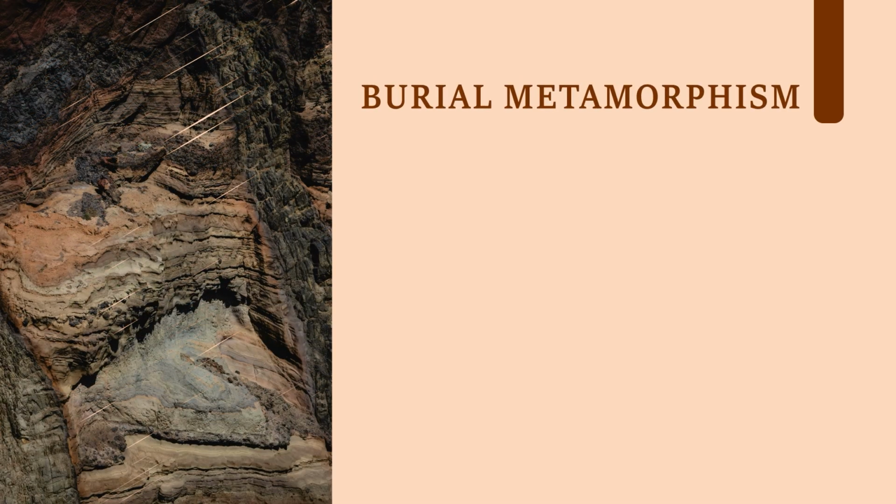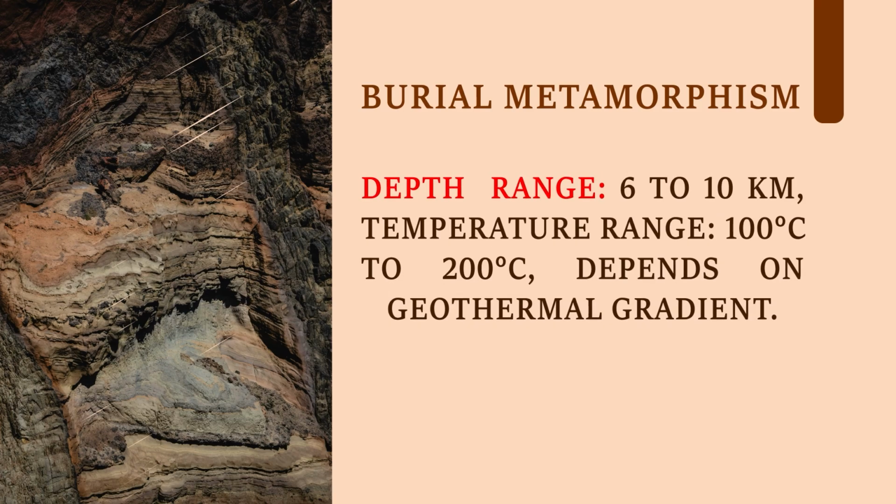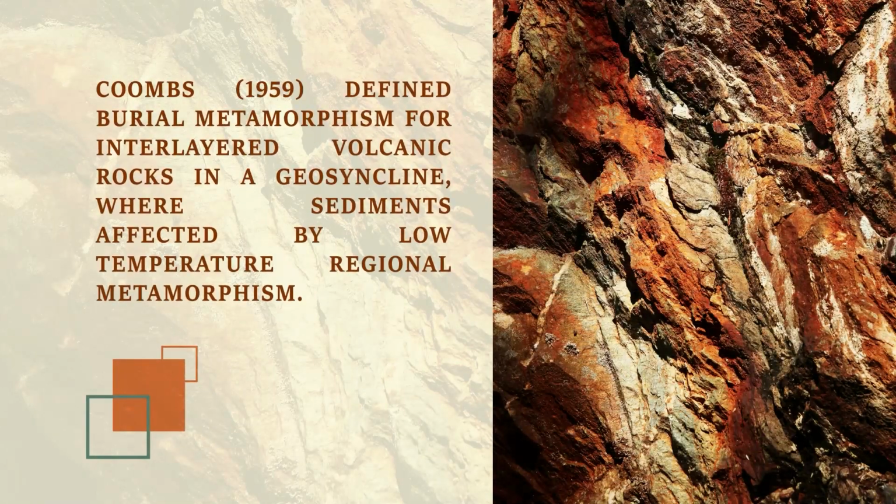Burial metamorphism. Another kind of metamorphism is burial metamorphism. It occurs at the bottom of a thick sedimentary sequence. The depth range is 6 to 10 kilometers. The temperature range is 100 degrees centigrade to 200 degrees centigrade and depends on the geothermal gradient. Coombs in 1959 defined burial metamorphism for interlayered volcanic rocks in a geosyncline where sediments were affected by low temperature regional metamorphism.